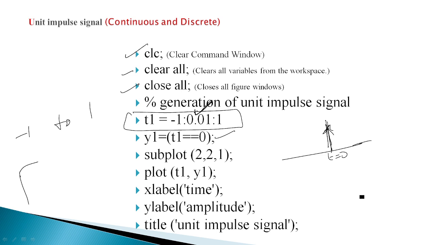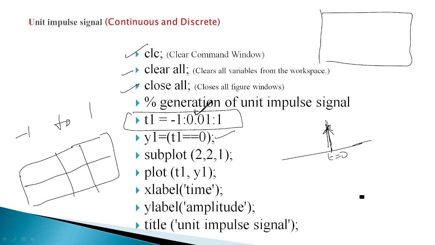Here subplot of 2, 2, 1 means there are two rows and two columns, and in that, the first diagram is plot t1 comma y1. The x label should be time, the y label should be amplitude, and the signal name is unit impulse signal. This is the first diagram.